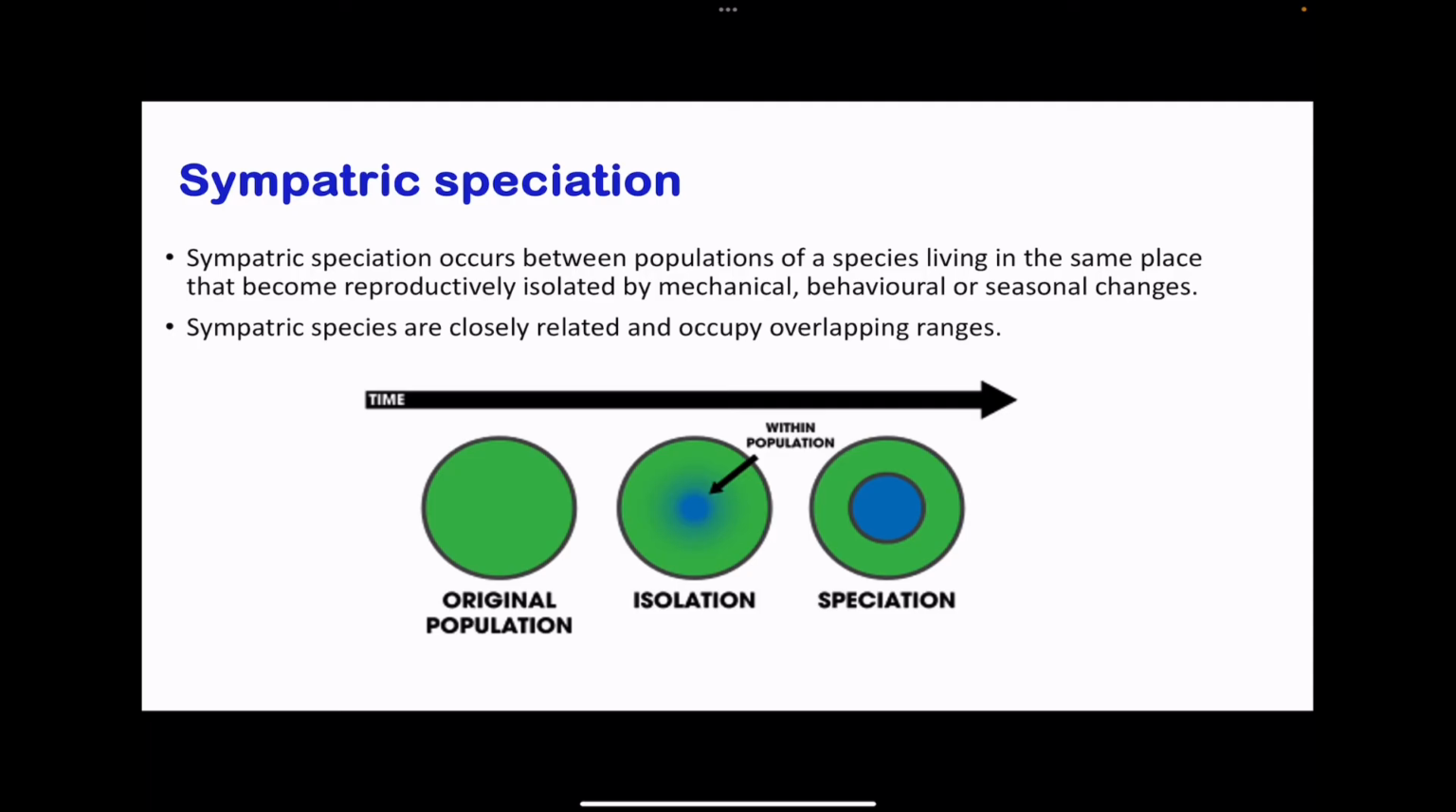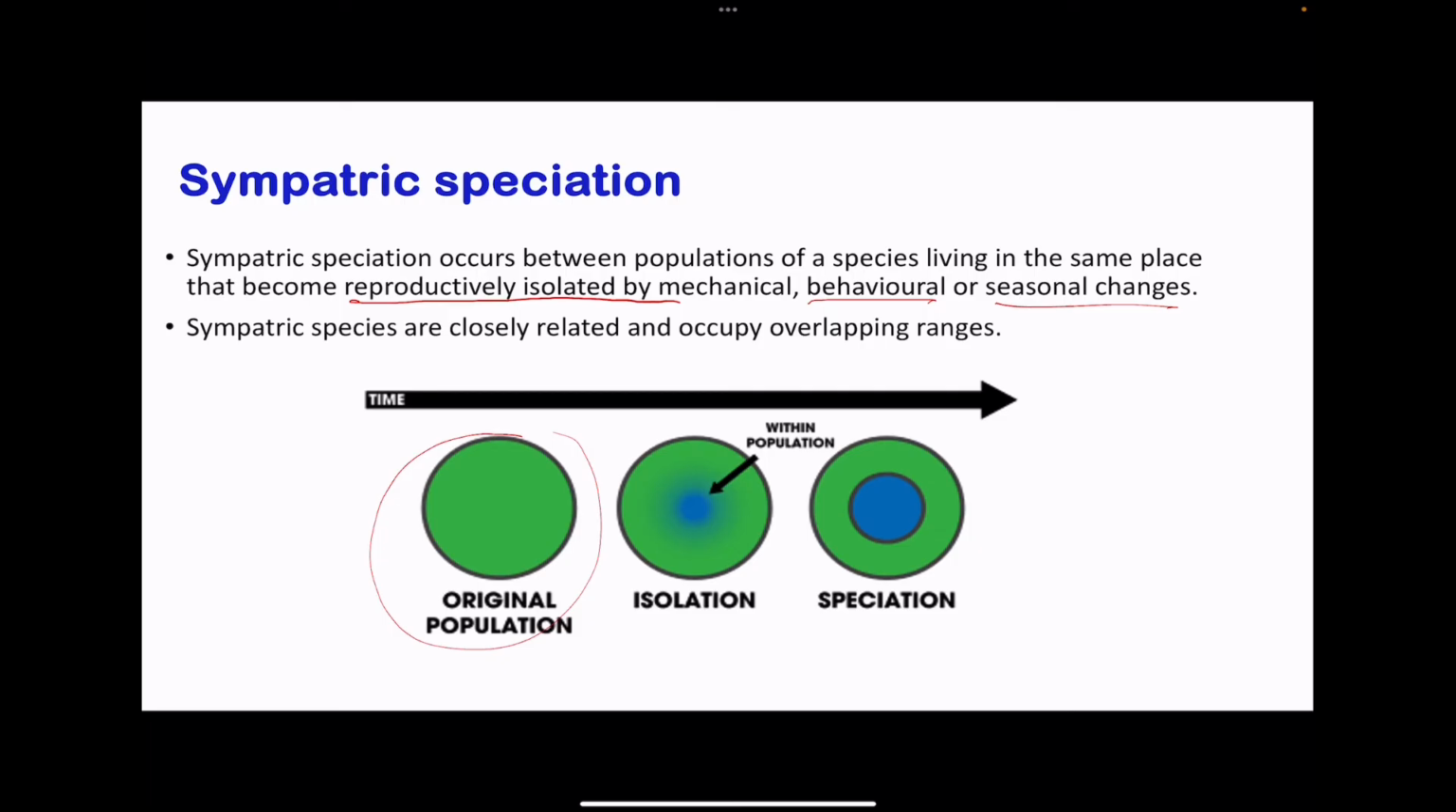Going on to sympatric speciation, this occurs between populations of a species living in the same area. Like we can see, it's within the same area. There is no geographical barrier, but there is reproductive isolation. It could be mechanical, like we saw already. The genitalia do not match. It could be behavioral, like mating rituals. It could be seasonal, and again, animals that reach heat at different periods of the year, or plants that flower at different times of the year.